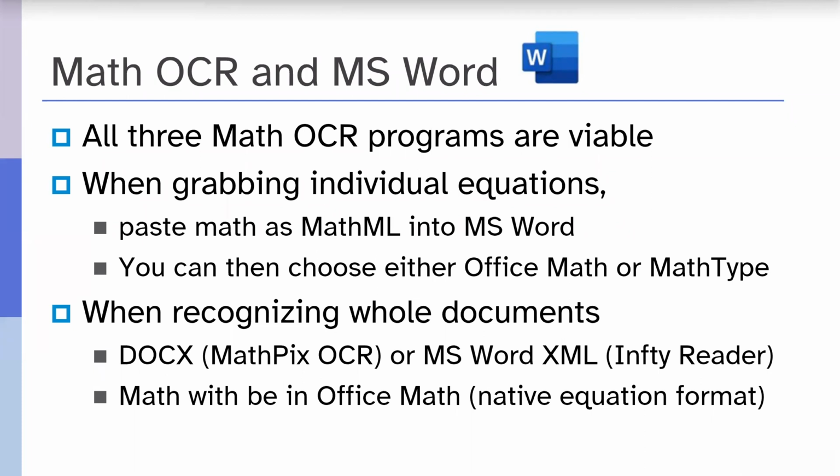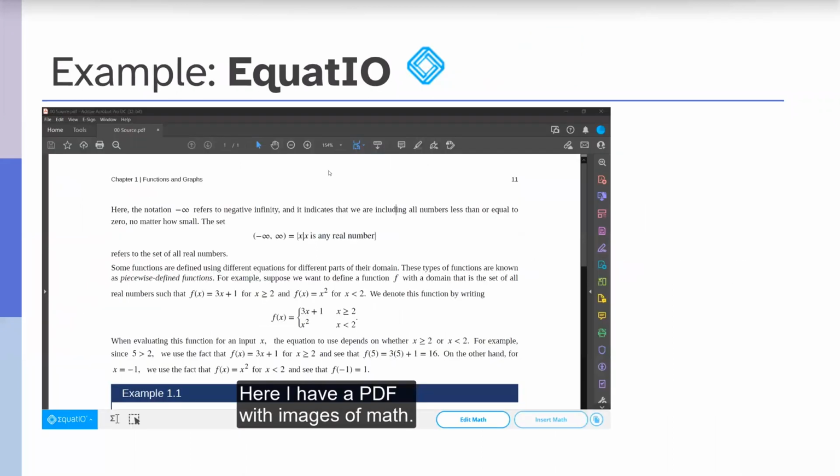If you're converting an entire document, on the other hand, MathPix OCR and InftyReader both will create a new document from your image file. MathPix will output a docx, and InftyReader will create an XML file that you can open up in Microsoft Word and then save as a docx. When outputting documents to Microsoft Word, MathPix OCR and Infty will convert the math into MathML, which will be displayed in Office Math or native equation format. And we're now going to see an example of how this process works with one of these programs.